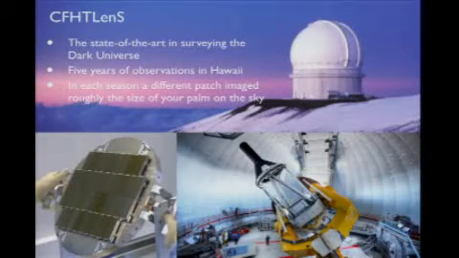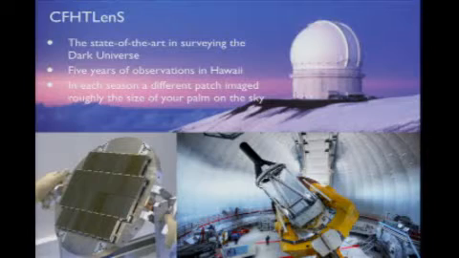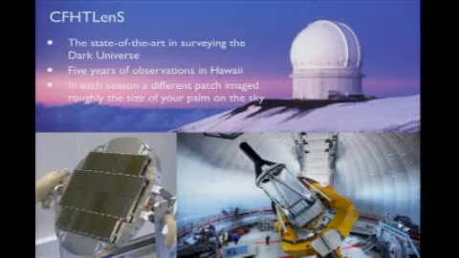The Canada-France-Hawaii Telescope Lensing Survey is the data set that we're using. This really is the state-of-the-art in surveying the dark universe. For over 5 years, the Canada-France-Hawaii Telescope, which you can see in the bottom right-hand corner, reserved the best weather conditions in order to undertake these legacy observations. In each season, winter, autumn, spring and summer, this telescope imaged a different patch of sky that's roughly the size of your palm on the sky.